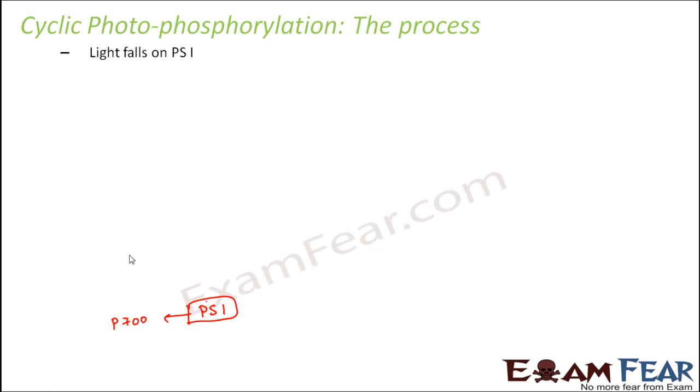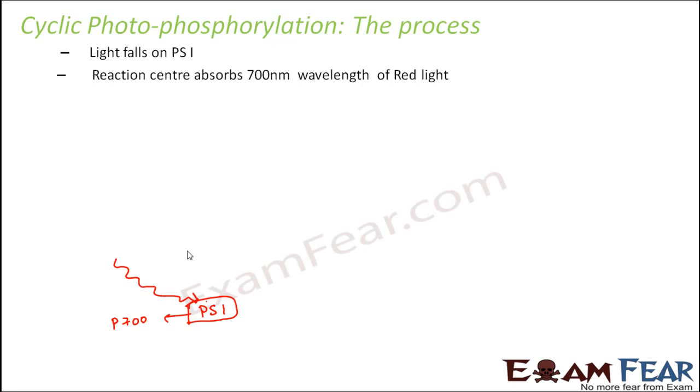So here light falls on PS1. Let us suppose light falls here. The pigments of PS1 will absorb the light wavelengths, especially the reaction center, which will absorb the 700 nanometer wavelength of light. As a result, the electron will get excited. As I said, the reaction center absorbs 700 nanometer light, so electrons will get excited.